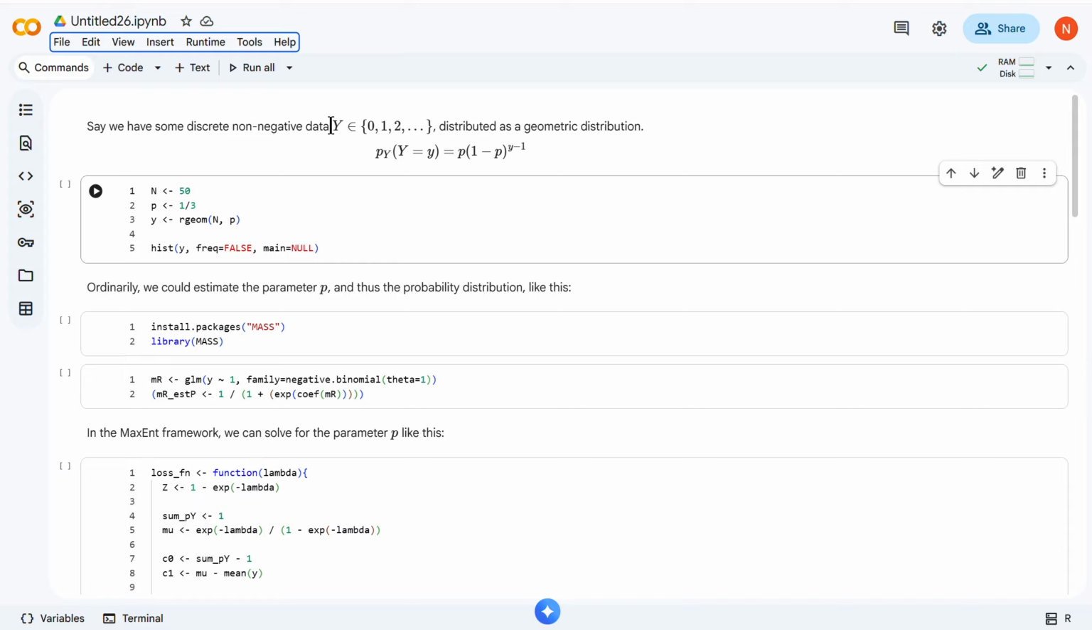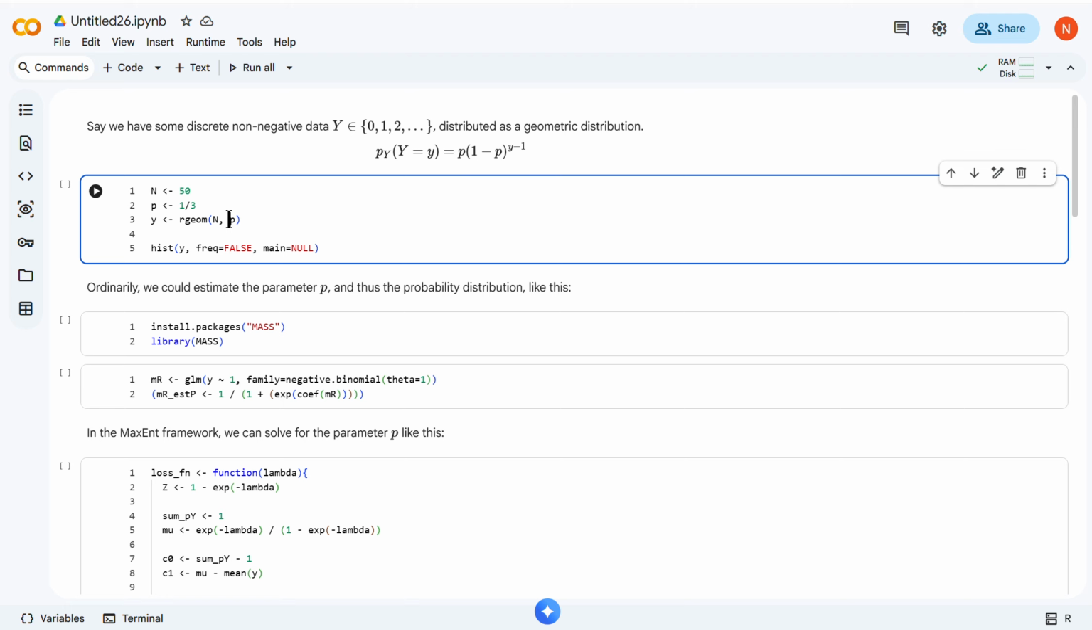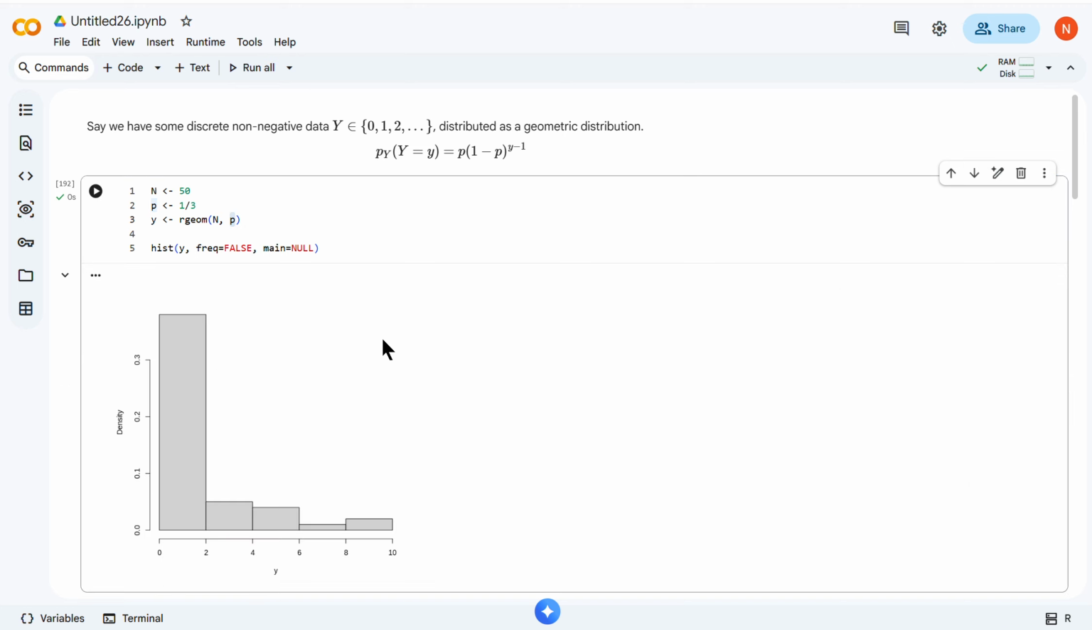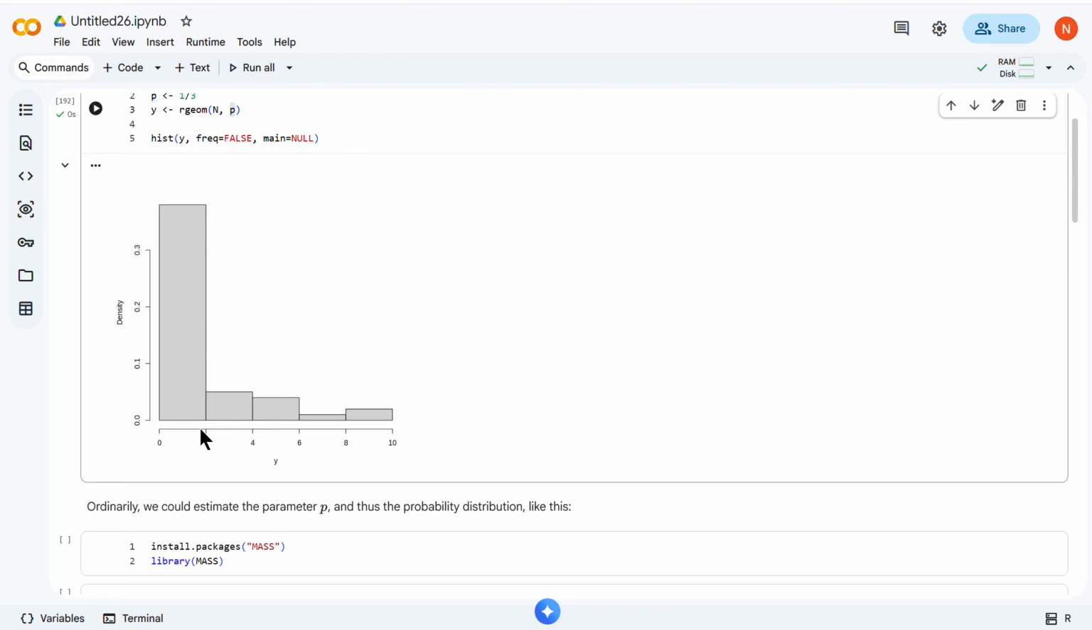All right. So we're going to generate some data here. We're going to generate 50 observations where the parameter p is a biased coin, so it's at 1/3. So we're going to generate 50 observations from a geometric distribution that has parameter p, where p is, again, 1/3. And then we'll just look at what that data looks like. Okay, so this is the empirical distribution of our data.